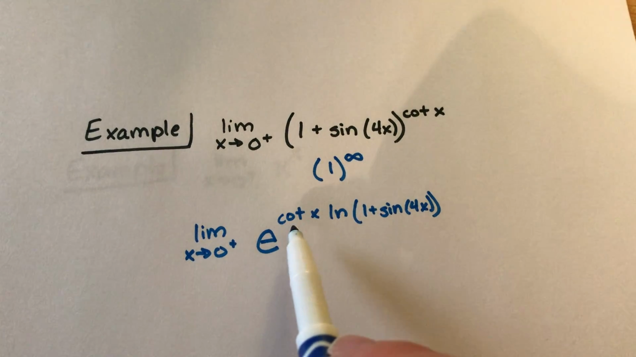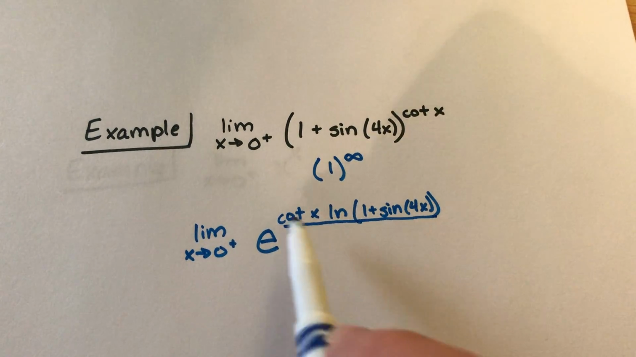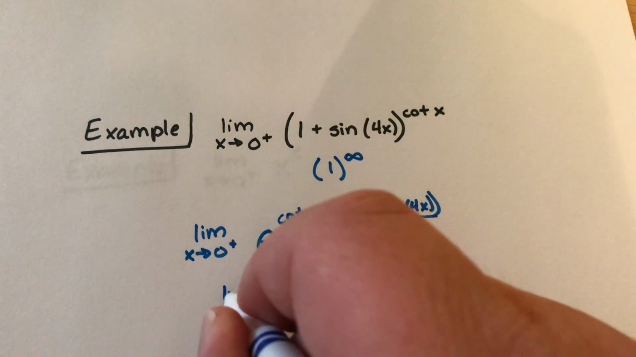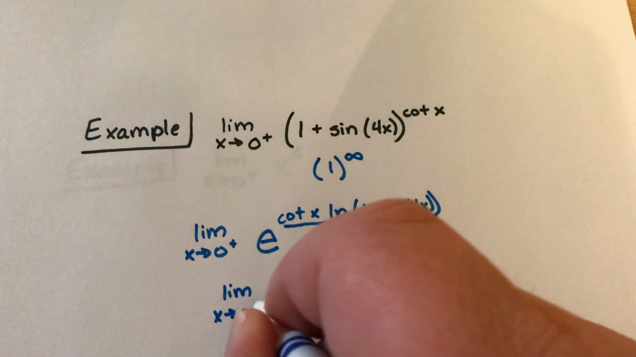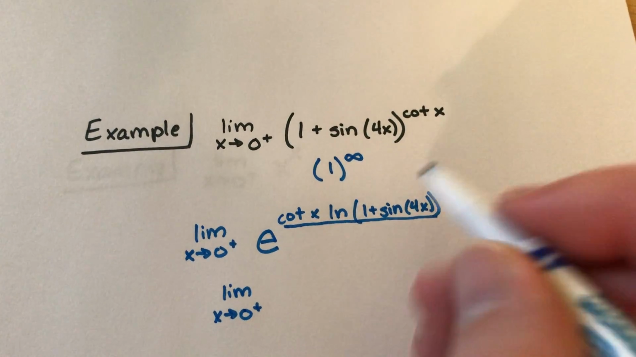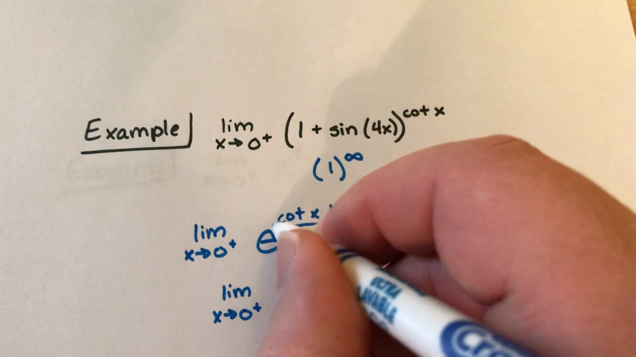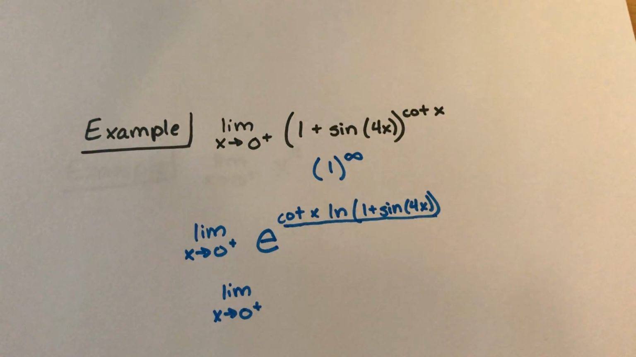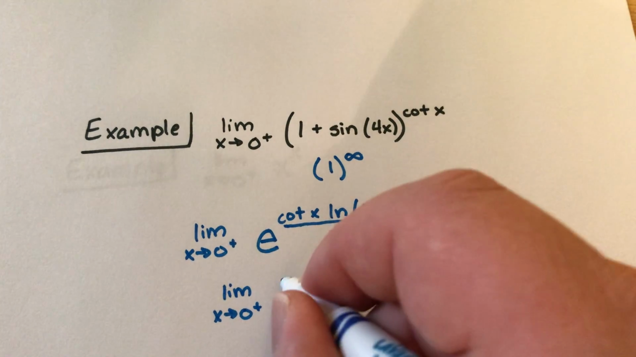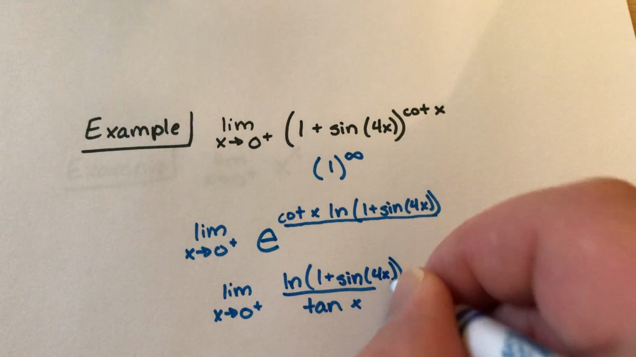What I'm going to try to do with this particular problem is focus on what this exponent is. I'll save this e for the very last step. So I'm going to worry about the limit as x approaches 0 from the right of cotangent x times the natural log of 1 plus sine of 4x. So I'm going to rewrite that as a fraction. I'm going to move this cotangent of x to the denominator, which is going to make it tan x. And that way I'm going to leave that natural log of 1 plus sine of 4x by itself in the numerator.